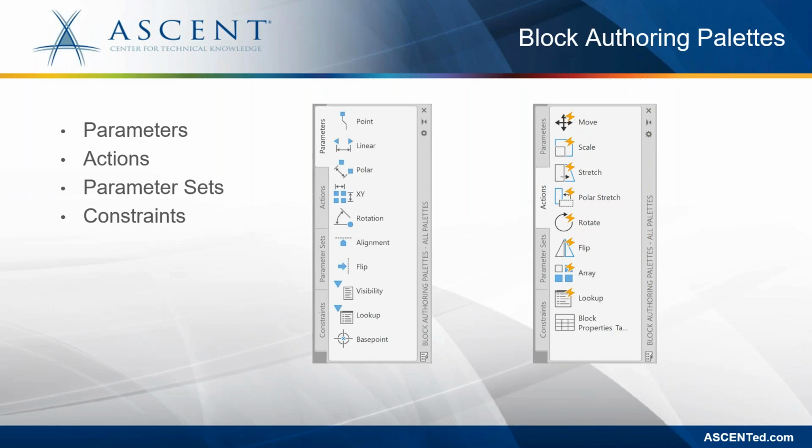So parameters are aspects of geometry that are controlled by actions. And actions are what needs to be done with the geometry. Then parameter sets: these have the parameters and actions together in a single tool, and they provide you some standard parameter and action combinations. And finally, constraints are meant to retain correct shape and correct geometry.